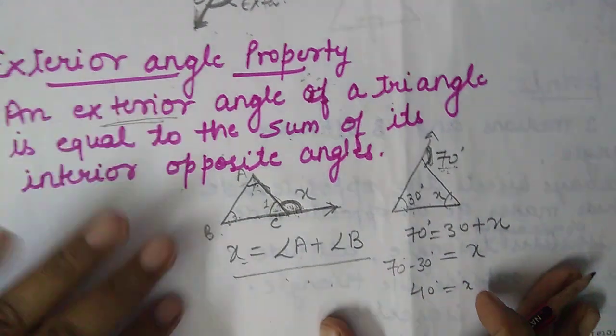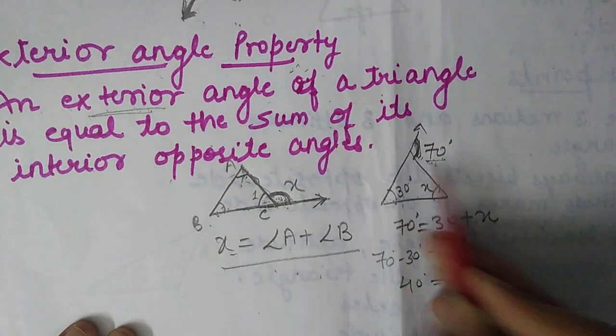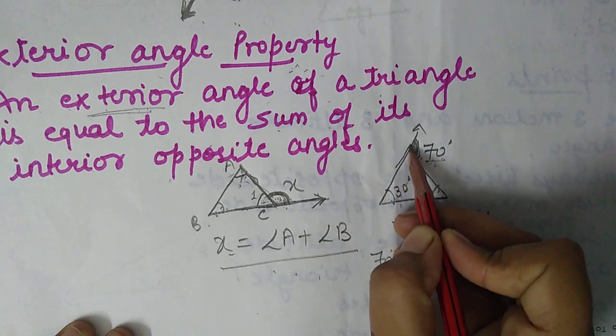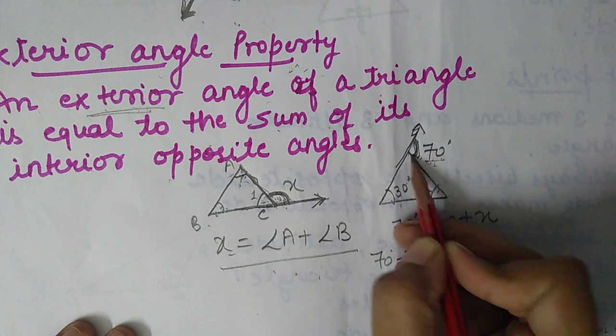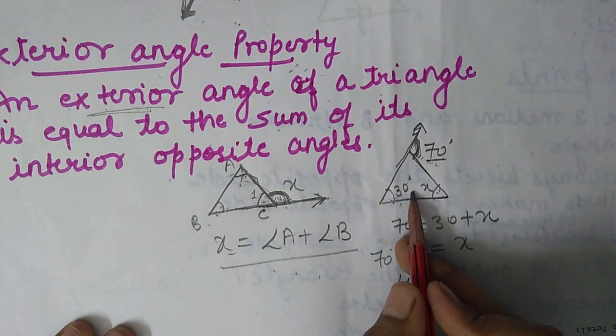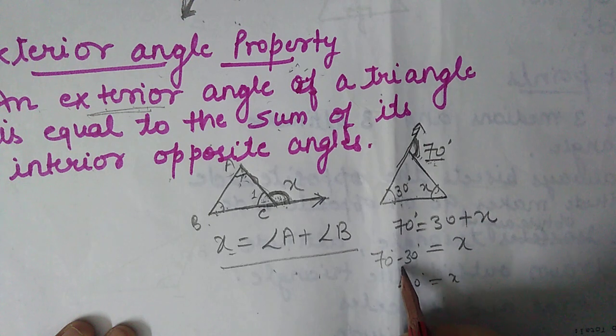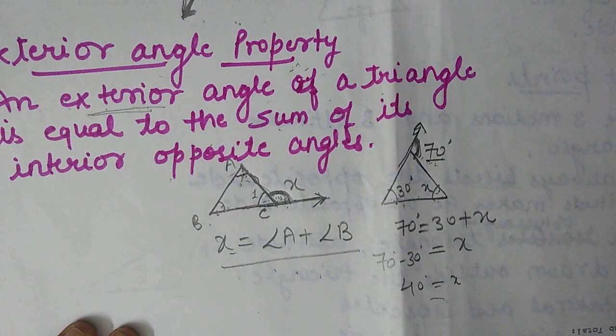Okay, so let us take an example. Suppose this is 70 degree. This is exterior angle because this is formed with the one extended side and one original side. This 70 is equal to 30 plus x. So with the help of exterior angle property, we can find the value of x. So this is your exterior angle property.